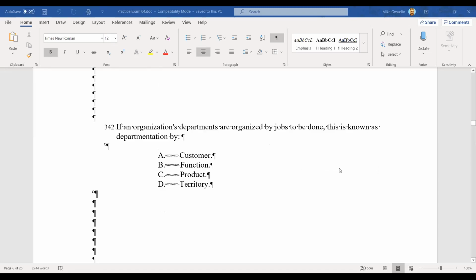This is a good example of something that's going to be on your exam as well. If an organization's departments are organized by jobs to be done, this is known as departmentation or department by. Yeah, you bet. Function. Okay.